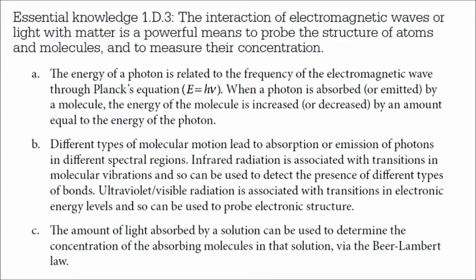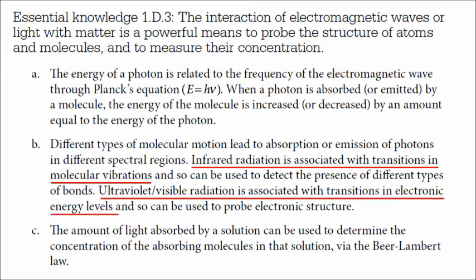It talks about the energy of a photon related to its frequency, and it also mentions that different types of molecular motion lead to absorption or emission of photons in different spectral regions. One spectral region is infrared. Infrared radiation is associated with transitions in molecular vibrations. That's something that AP chemistry students should know. And it goes on to say that ultraviolet or visible radiation is associated with transitions in electronic energy levels.